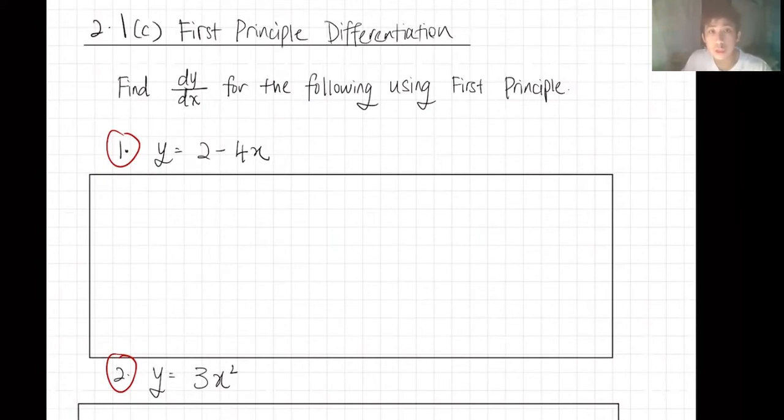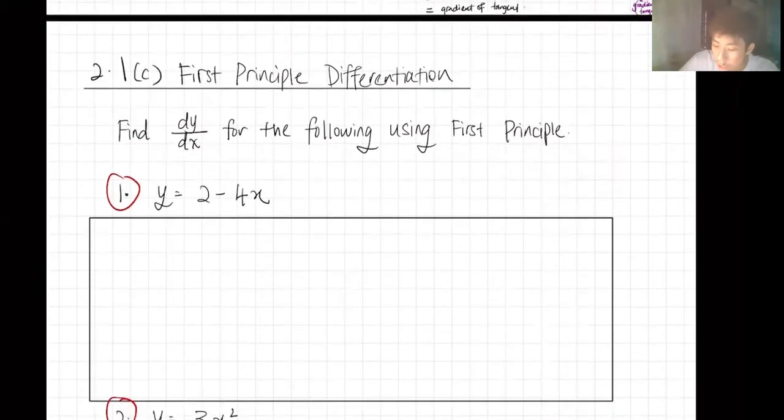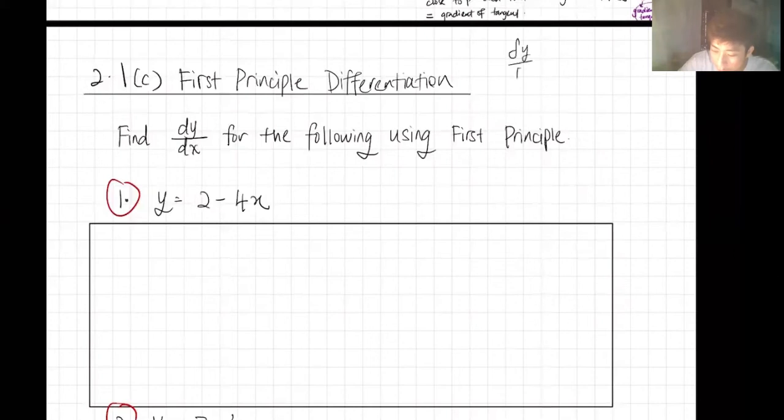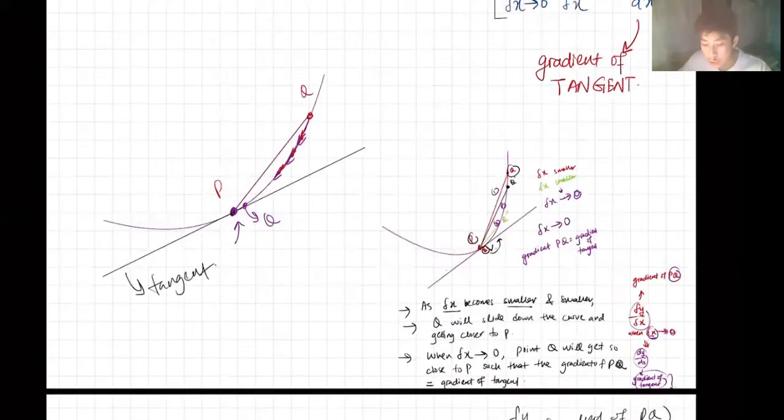So first principle differentiation, right? There is a format to do it. As we have learned in the previous video, what we want to achieve is actually delta y over delta x. This is the gradient of PQ. I just use the word PQ because you get what PQ is from this graph. PQ is this line, and the tangent is this line. There are two lines you need to know, as I repeat again. First one is PQ, second one is the tangent.